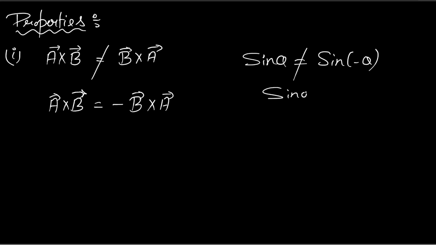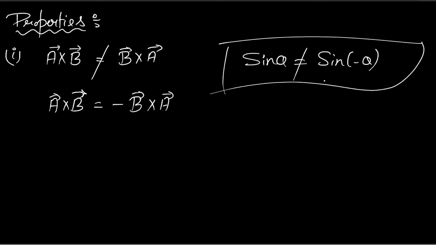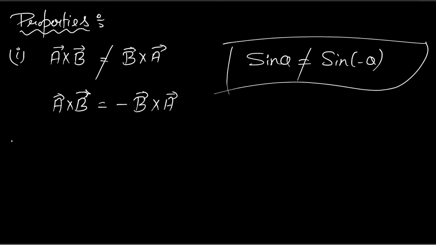Sine theta is negative if we are considering a negative sign. I should not write it this way; it should be this way only. It should carry the negative sign. You can also write it this way, so I rub it out. Second property.